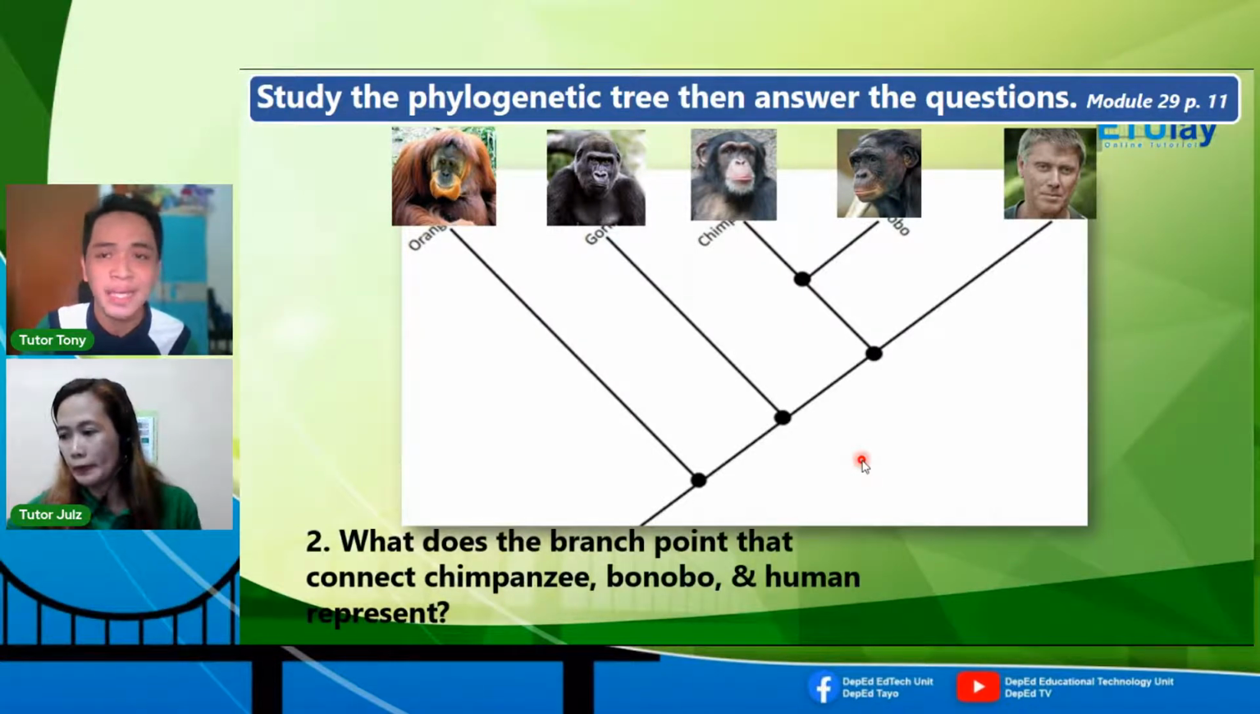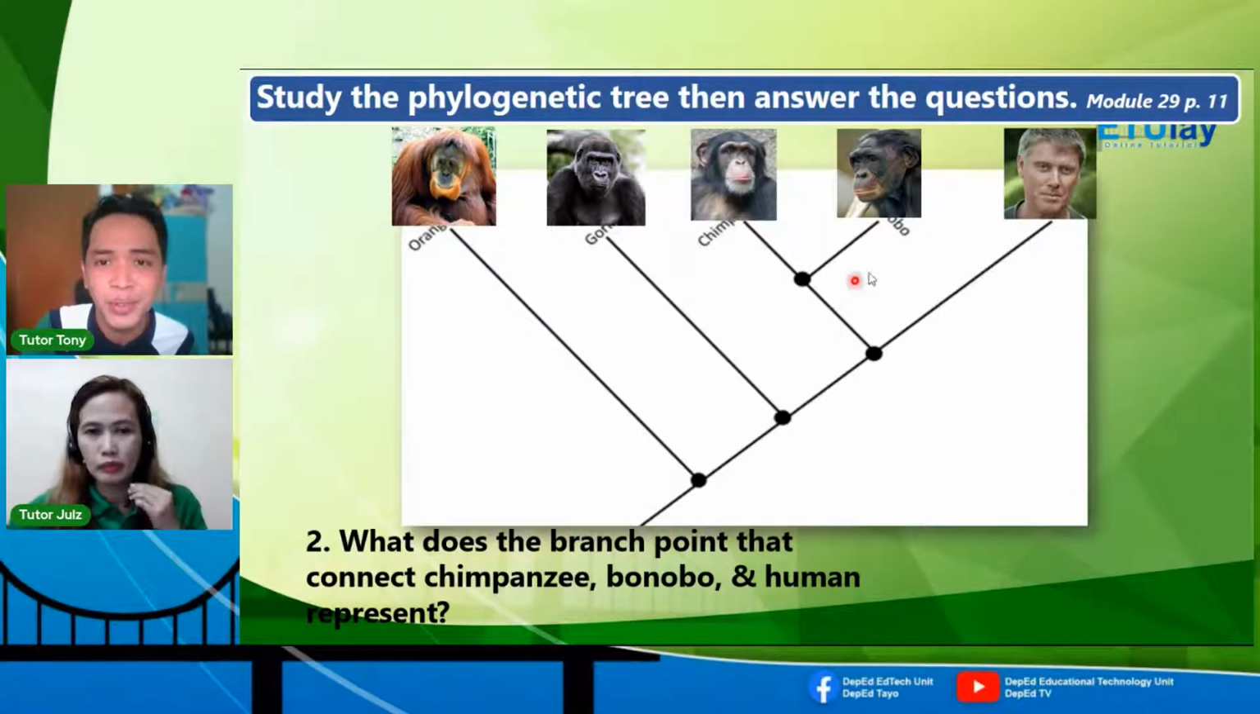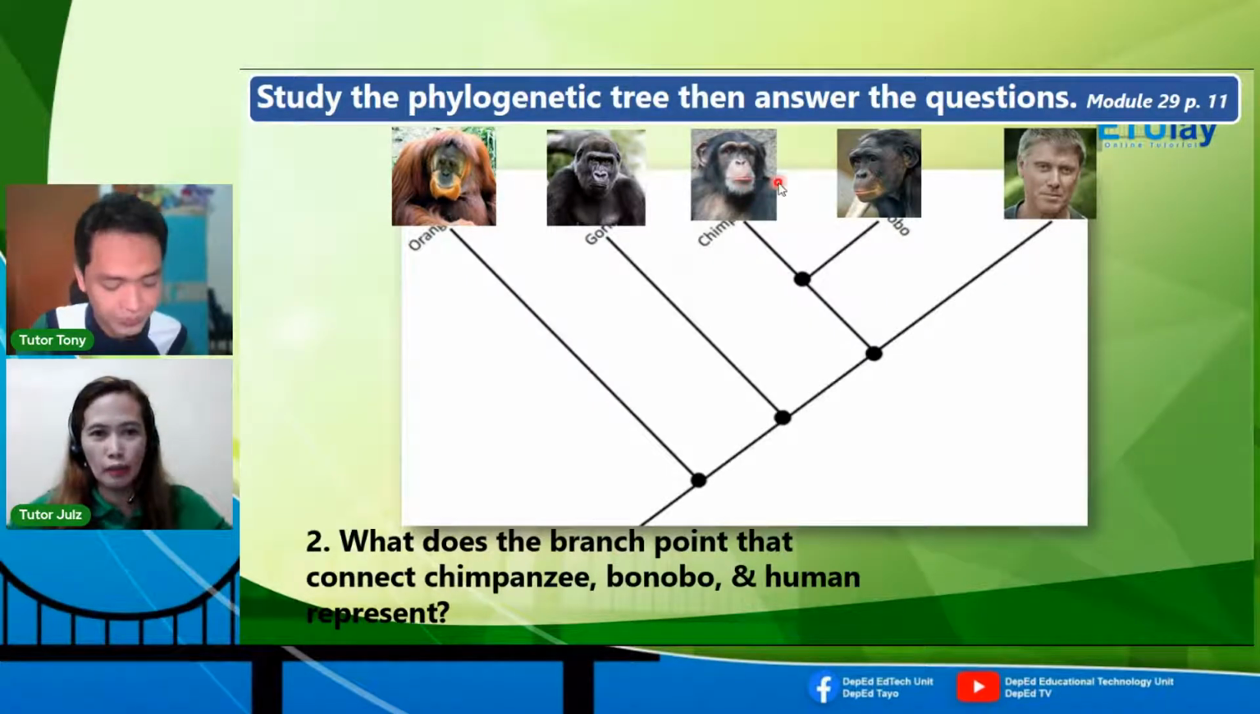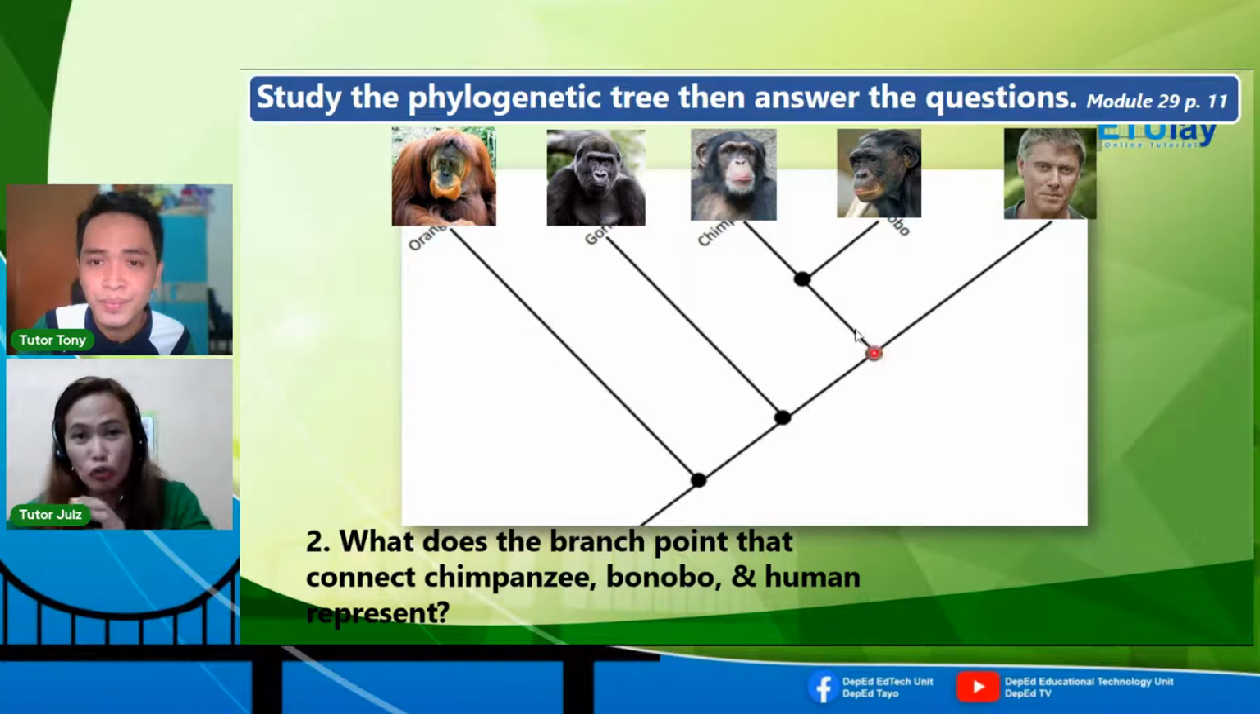Number 2, ito, analyze natin mga ka-ELS. What does the branch point that connects chimpanzee, bonobo, and human represent? So, hanapin natin yung branch point na yun, no? Kasi may branch point pa dito si chimpanzee at saka si bonobo. Based kasi dun sa normal na picture, 'di ba? From orangutan and then naging tao. Parang ang alam nila, nag-evolve yung chimpanzee or bonobo into human, hindi.